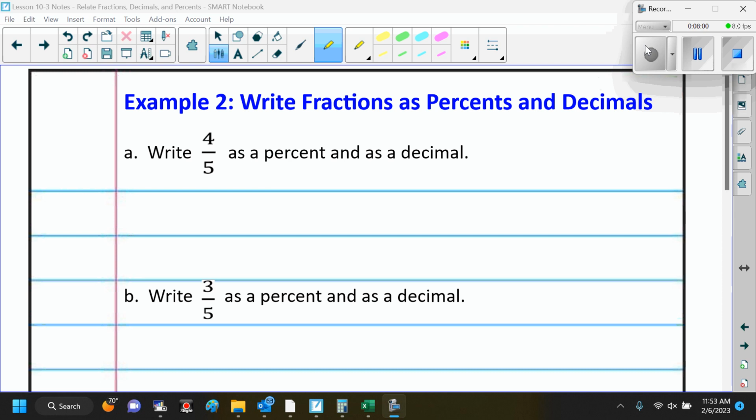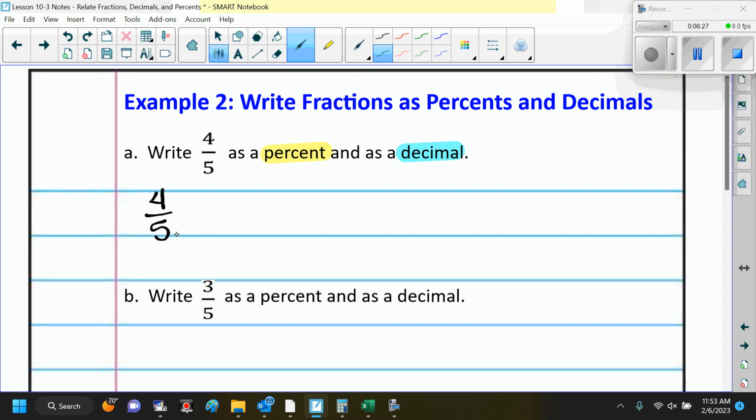Example 2, we want to write fractions as percents and decimals. So now we're going from a fraction, and we're going to change that to a percent, and we're going to change that to a decimal. Okay? So we're going to start by writing our original fraction, 4/5. So 4/5, we want to write that as a percent.